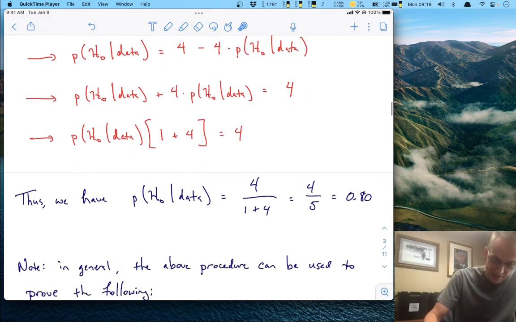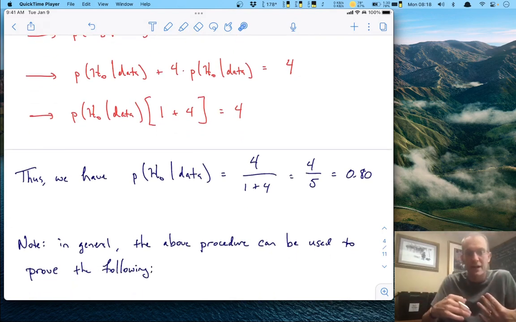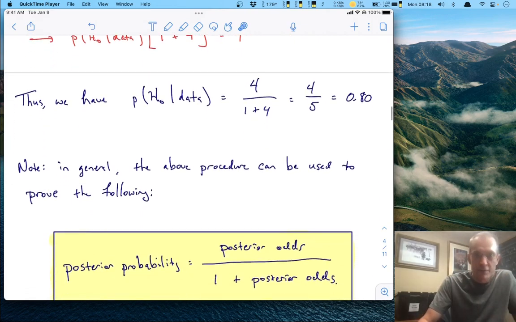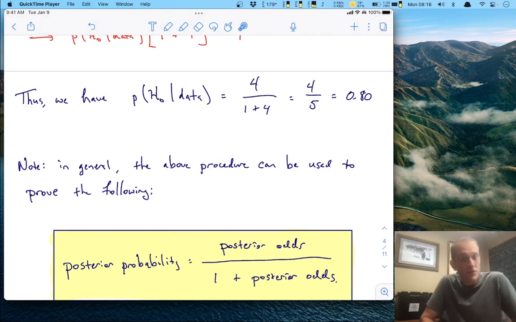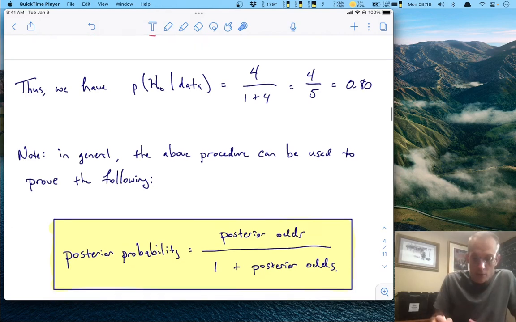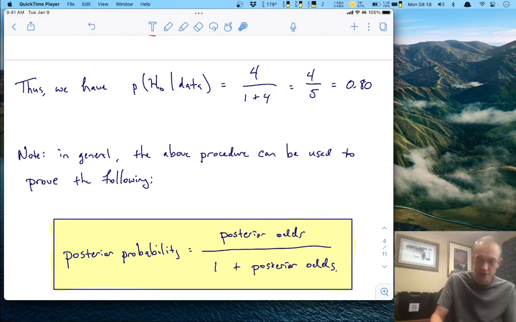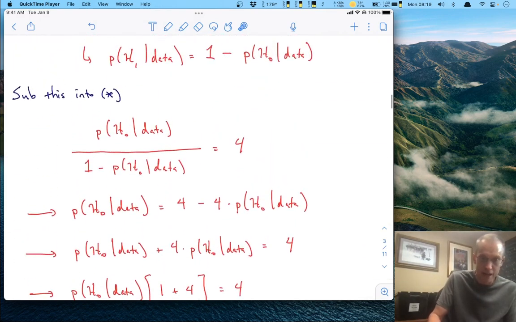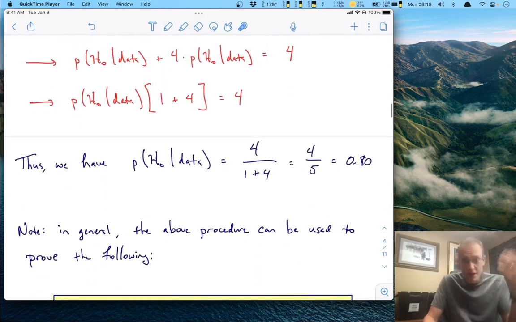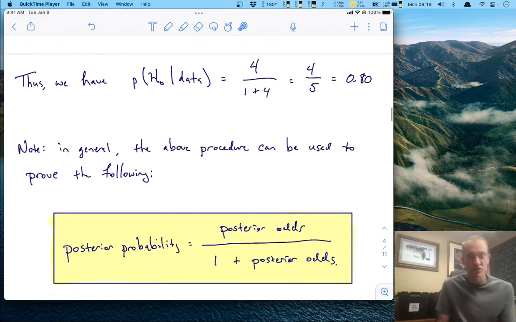And here's one of the nice things. If you don't like doing that algebra every time, this procedure above, if you watch it a few times, you might get the hang of it. You can actually use it to prove something very general, and that is the posterior probability is always equal to the posterior odds divided by 1 plus the posterior odds. And in practice, that's actually an equation that I use all the time. I don't actually go through and do all of this algebra every time. I've done it enough times to know that all I've got to do is just take that posterior odds and divide it by 1 plus.